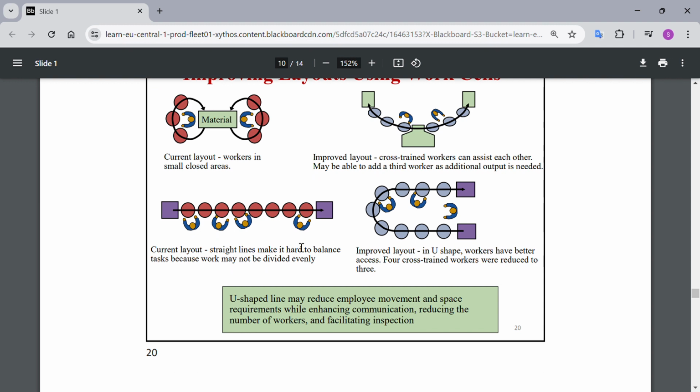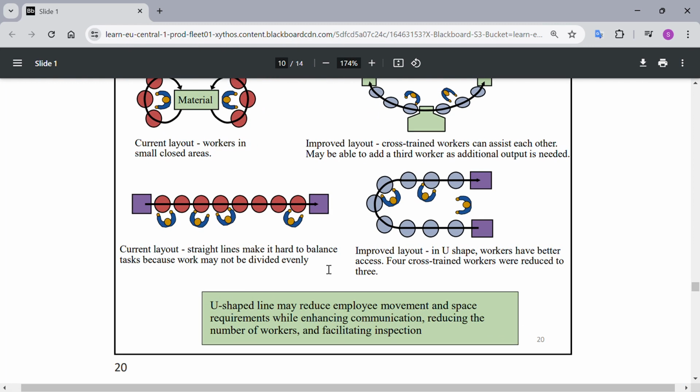Now there is the current layout, which is straight lines, which makes it harder to balance tasks because work may not be divided evenly. And there is the improved layout in a U-shape. Workers will have better access and it works for cross-trained workers.